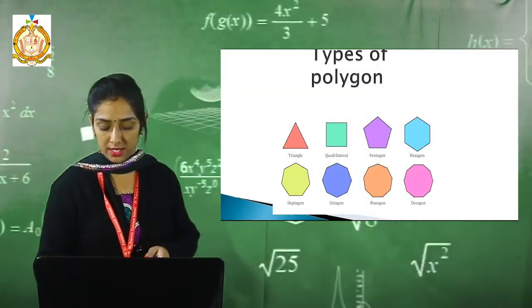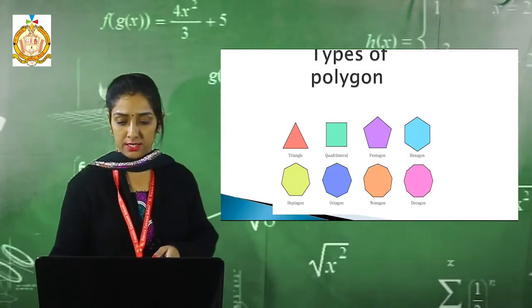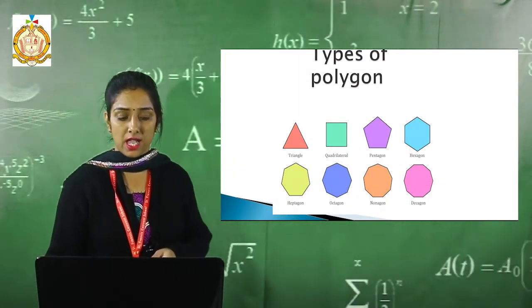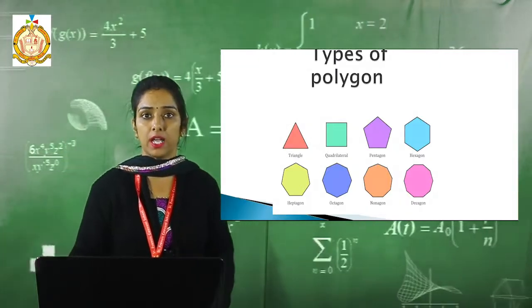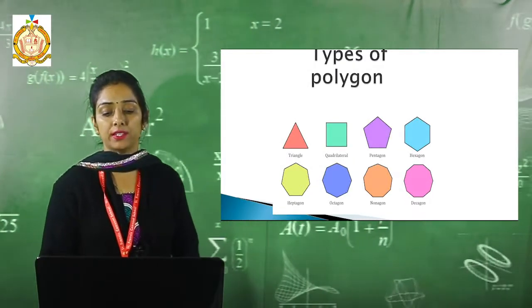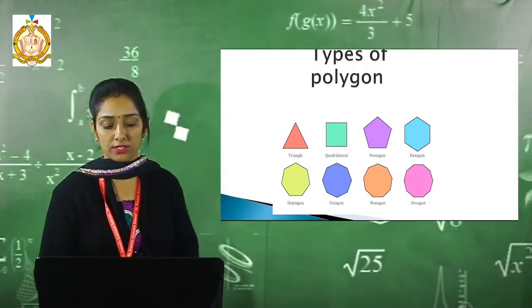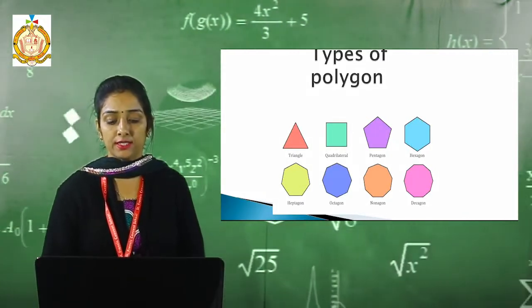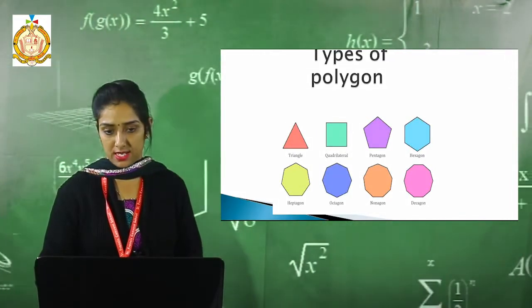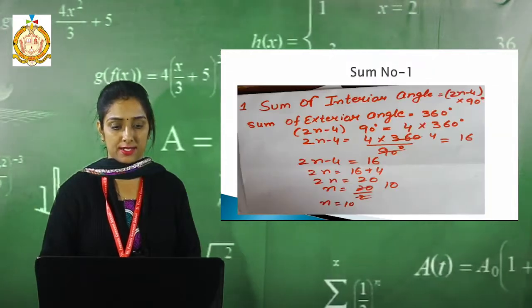Now see, here are the types of polygons: triangle having 3 sides, quadrilateral having 4 sides, pentagon 5, hexagon 6, heptagon 7, octagon 8, nonagon 9 and decagon 10 sides. Okay, so these are the sides.